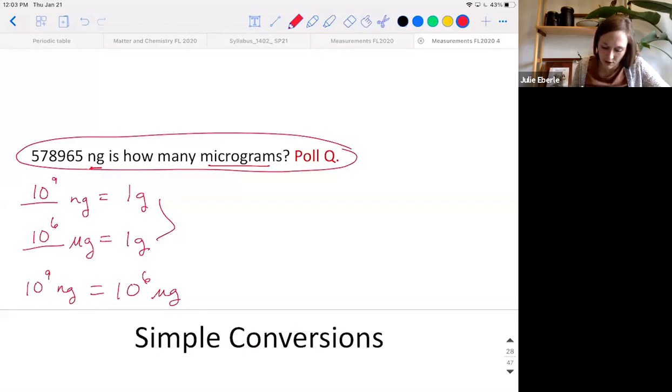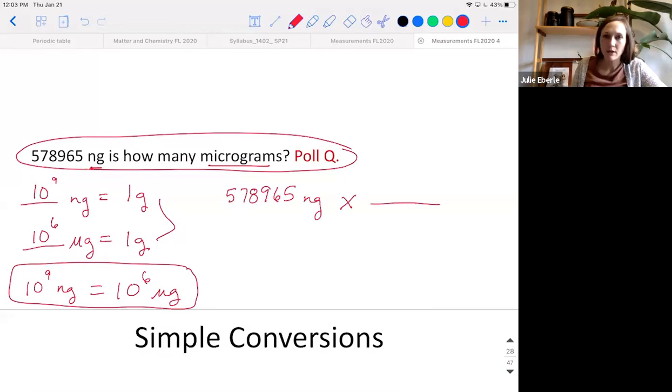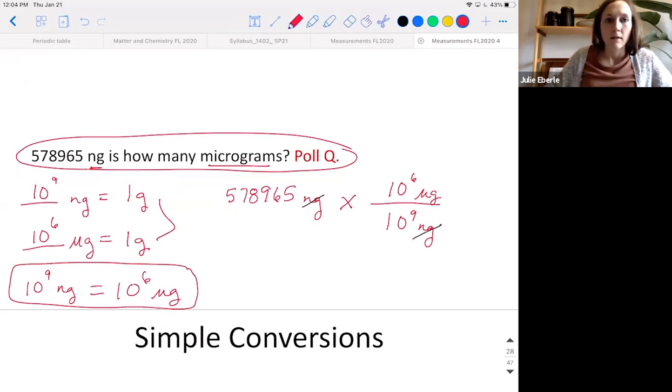So once you have your relationship right here, start with the number given, 578.965 nanograms. You're going to write this information as a conversion factor. You want nanograms to cancel. So if you write it like this, nanograms cancel out. Okay, go ahead and do your math and put your answer in.